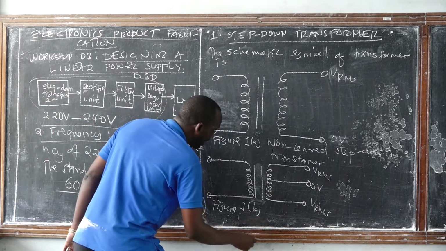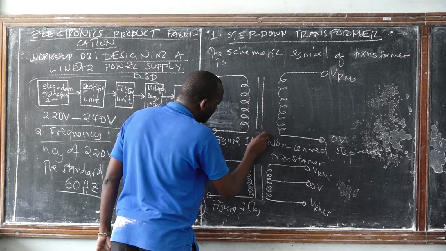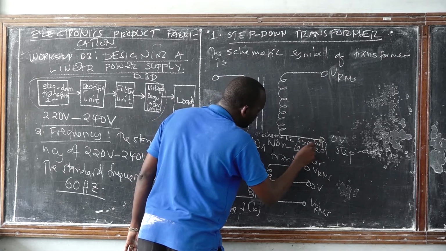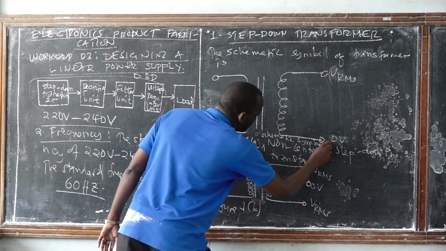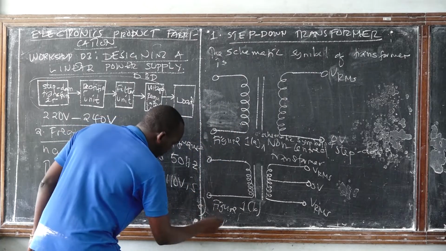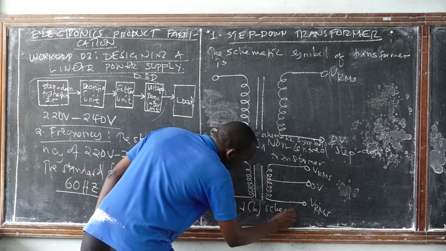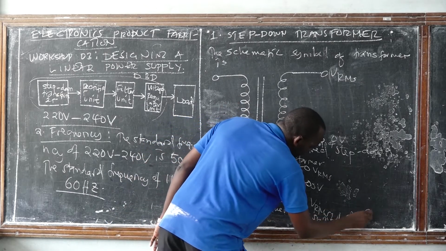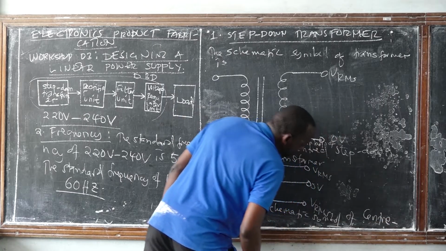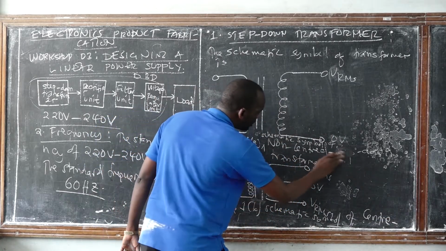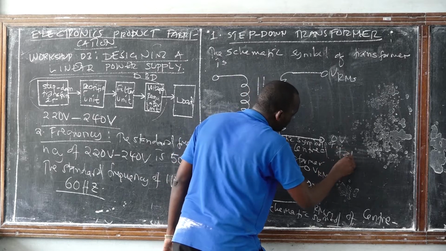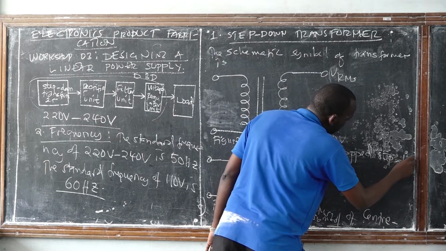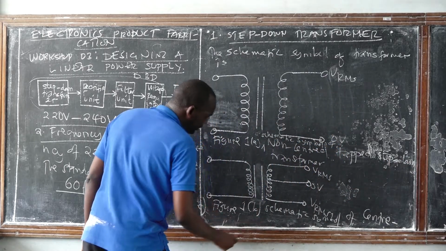So you have to write the schematic symbol of the non-centered step down. This is the schematic symbol of the centered tape step down transformer. Sorry, here I forgot. Centered tape.